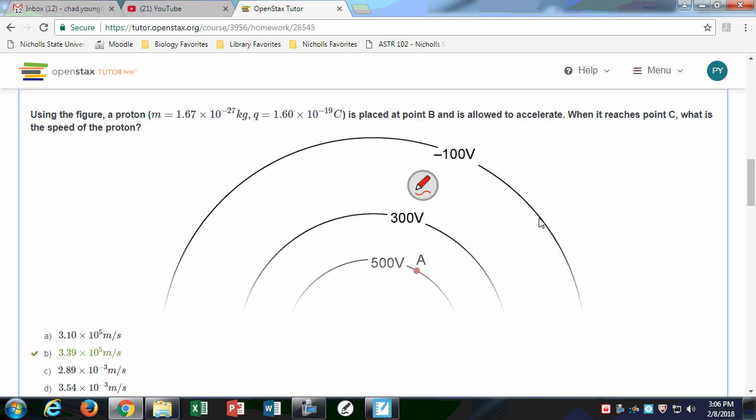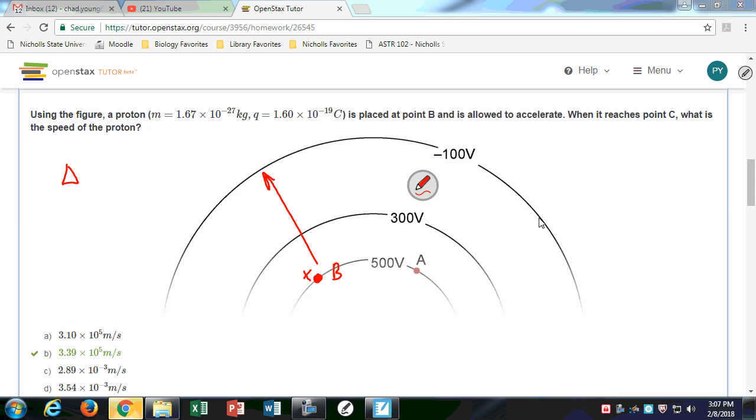So I have a proton. I'll draw in B right here. This is correct at 500. So I have a proton that's going from here, and then it's going down to minus 100 volts. Now remember, protons move from high to low potential. So this proton is going to speed up as it goes to that minus 100 volts.